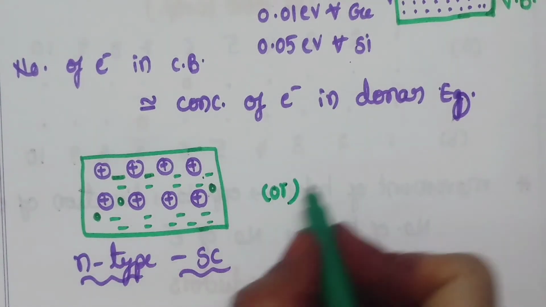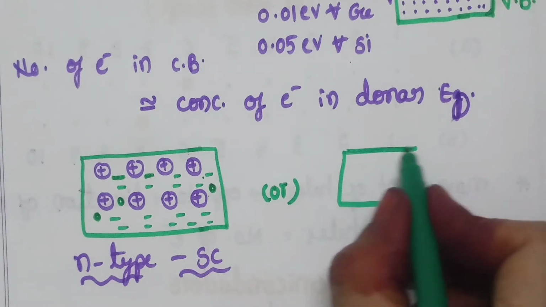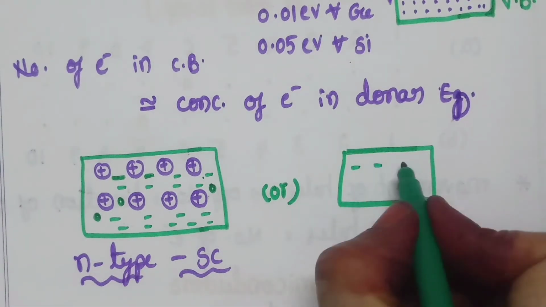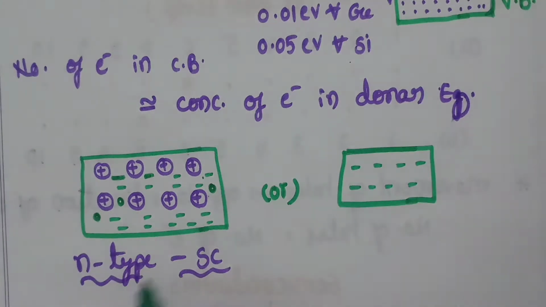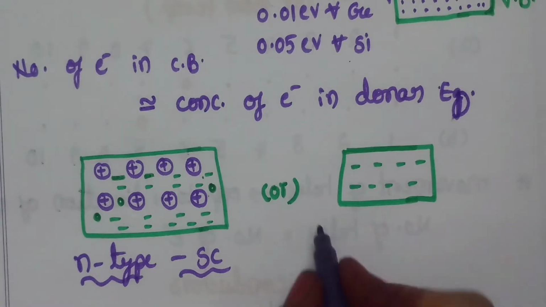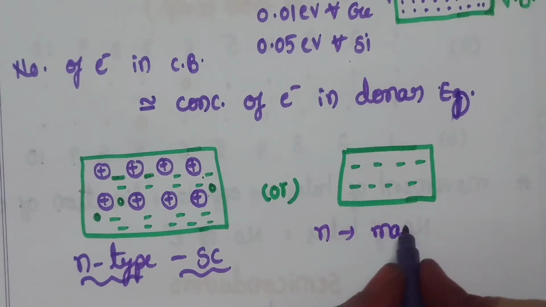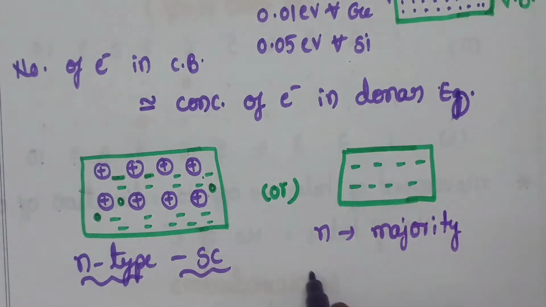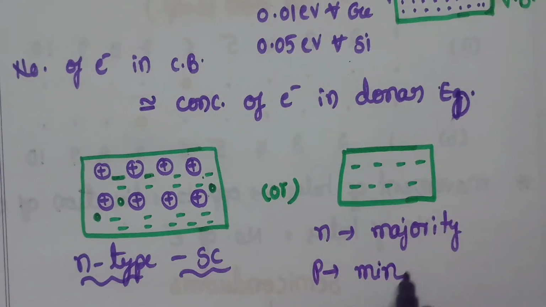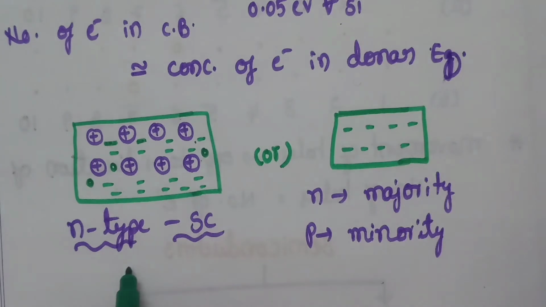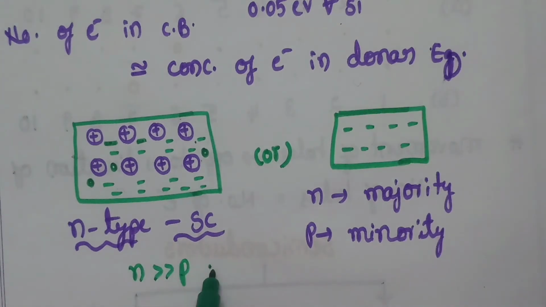We can represent an N-type semiconductor like this also. Here in an N-type semiconductor, the electrons are the majority charge carriers and the holes are the minority charge carriers. Similar is the case for the P-type semiconductor, but in an opposite way. Here n is far greater than p. That is, the concentration of electrons is more than the concentration of holes at room temperature.